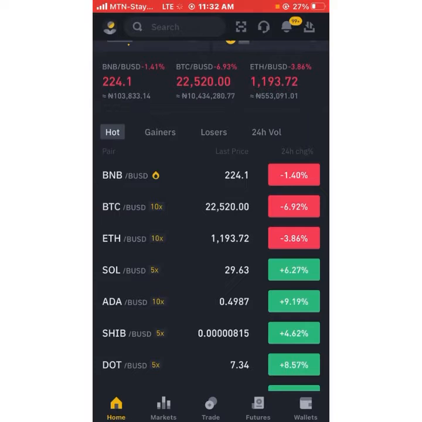Now, Binance has 5 menus, and these menus are listed below the screen. We have the home, which is already highlighted. Then we have the market, then the trade, the futures, and then the wallets. Since we're going to be trading on futures, we'll click the futures menu, which is the 4th item below the screen. Futures.